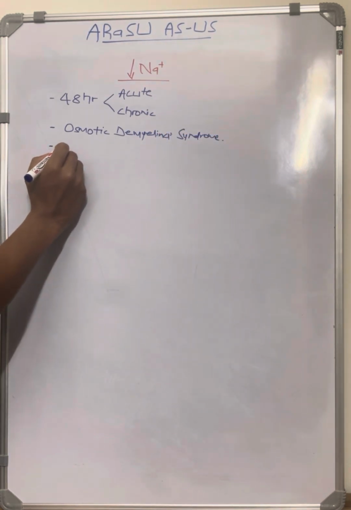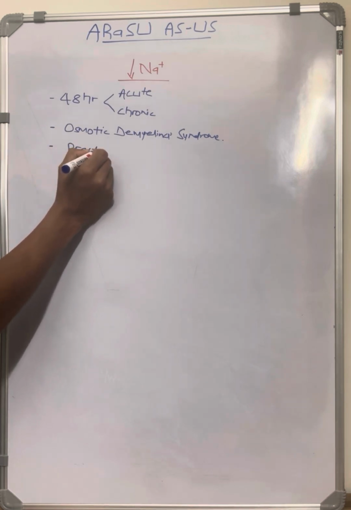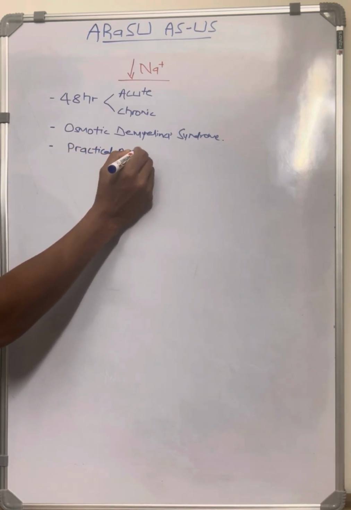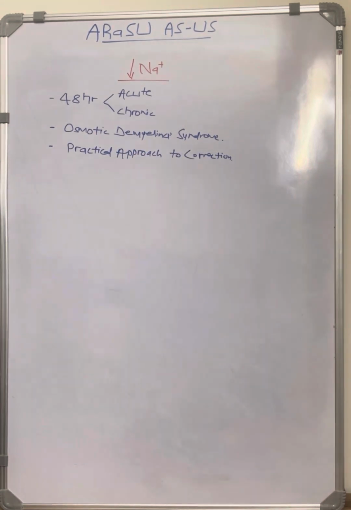At the end, we will discuss how to correct hyponatremia, a practical approach to correction. So first is the importance of 48 hours.